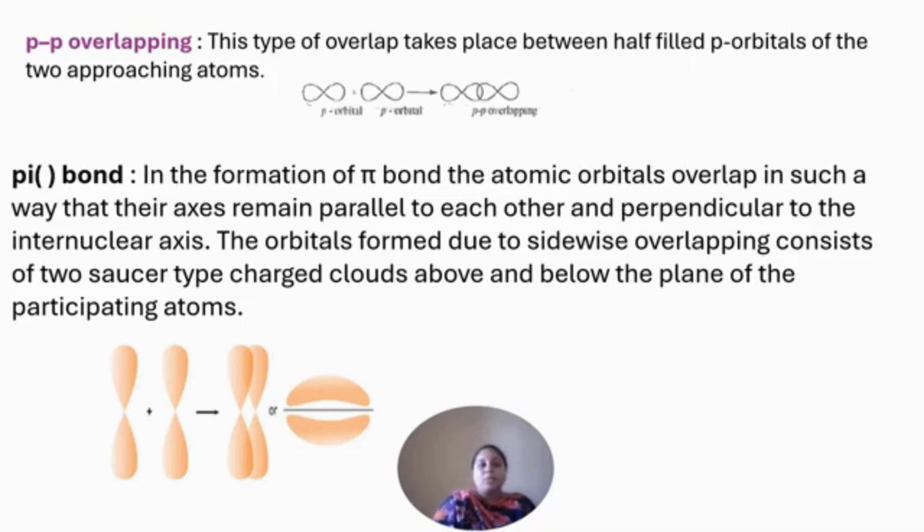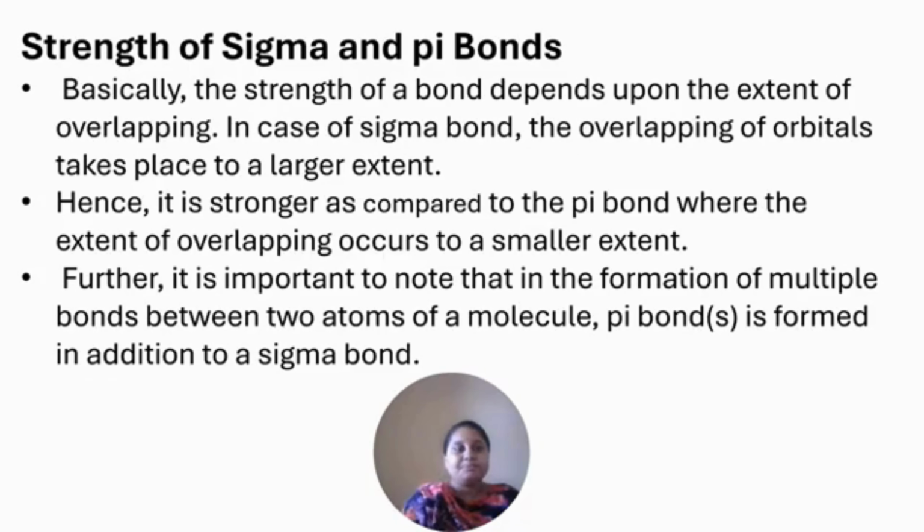So the next is pi bond. What happens in pi bond? In formation of a pi bond, the atomic orbitals overlap in such a way that their axes remain parallel to each other and perpendicular to the internuclear axis. These are formed due to sidewise overlapping and consist of two charged clouds above and below the plane of the atoms. So the next is strength of sigma and pi bonds.